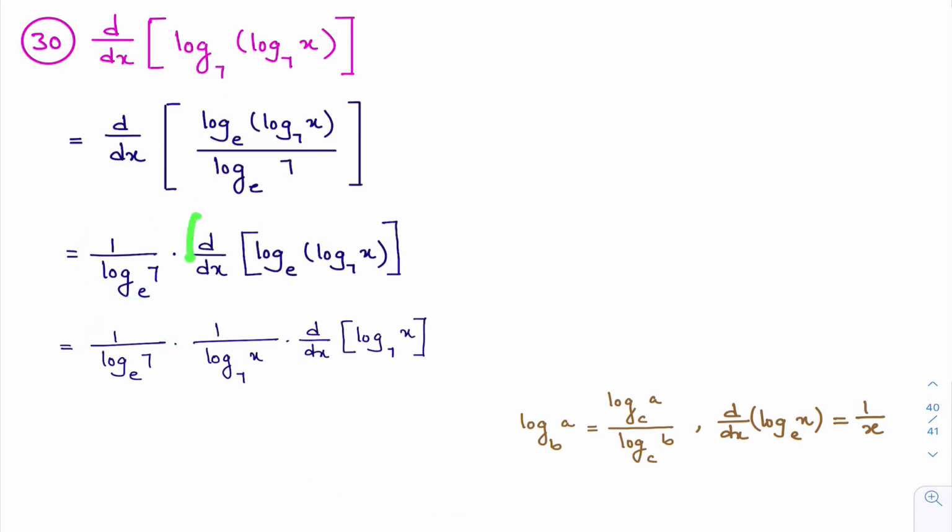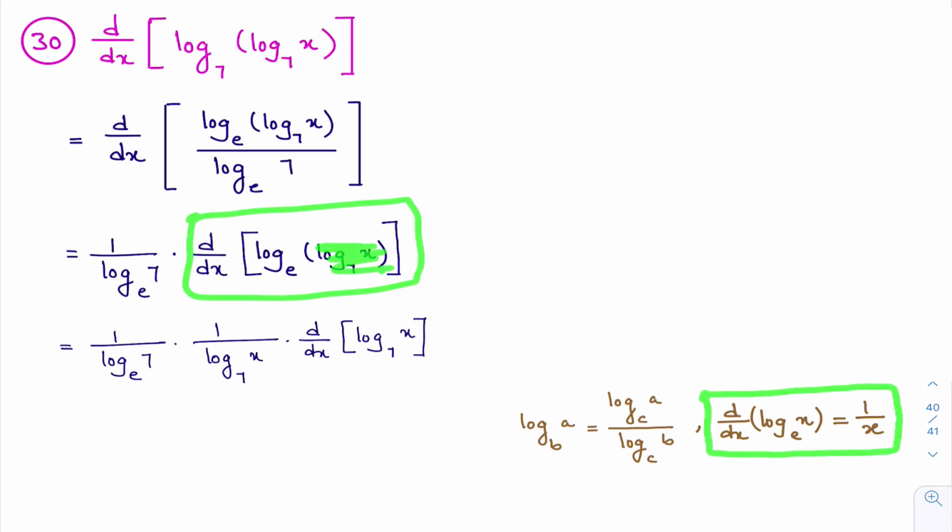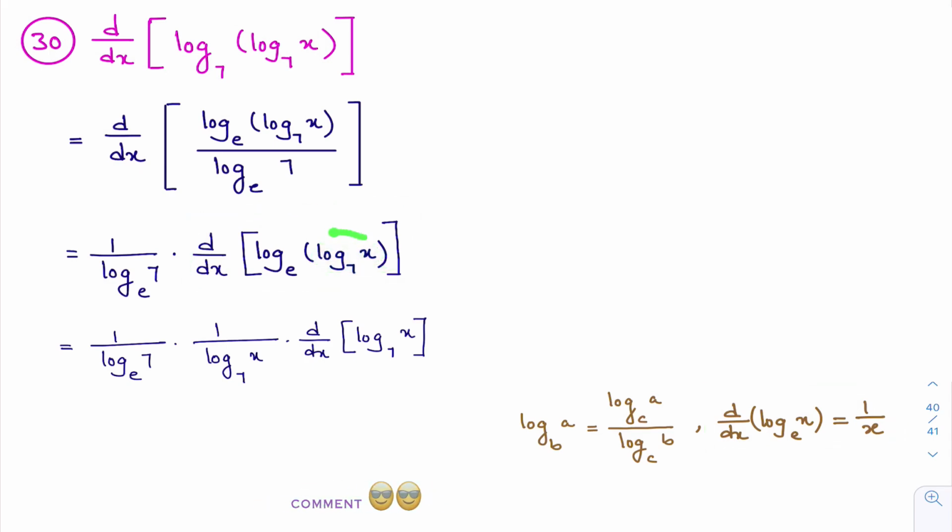Now we need to differentiate this. To differentiate this, I am going to use chain rule differentiation, because I know derivative of log x base e is 1 by x. Look here, derivative of log x base e is 1 by x. So what I'll do, I'll imagine this log x base 7 as x. If you imagine this log x base 7 as x, it looks like log x. As derivative of log x is 1 by x, derivative of log x base 7 base e is 1 divided by log x base 7.